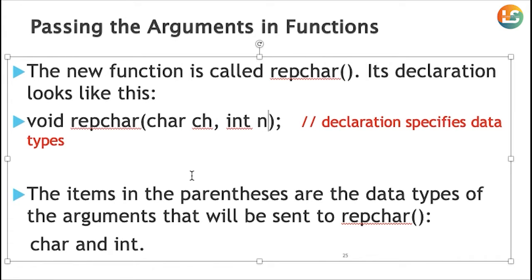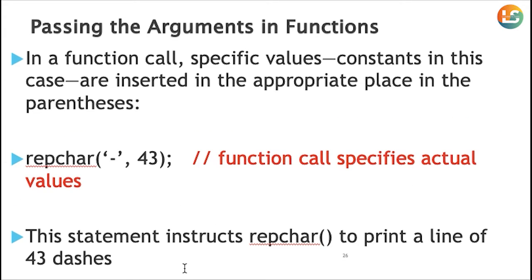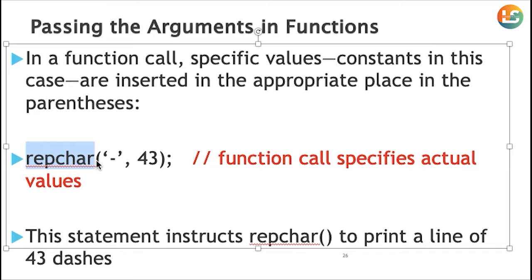Whenever you need to call this function, you have to write the function name, then the parentheses, and between the parentheses goes the actual data which you are going to send to this function. For example, I want to print a line of the dash symbol, and the number of times this dash needs to be printed is 43. So our function name is repchar, and it takes the symbol minus and the number 43. These are the two parameters which at the time of calling I'm going to send to this function. So this is our calling of this function.